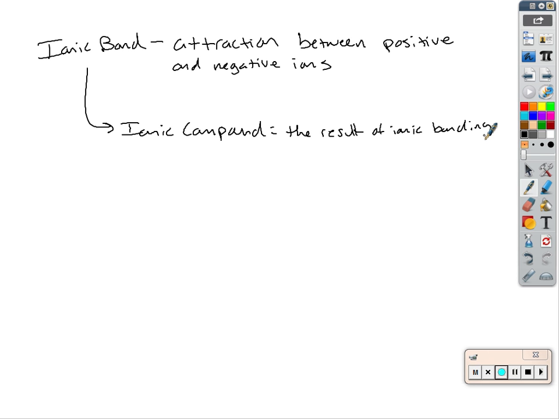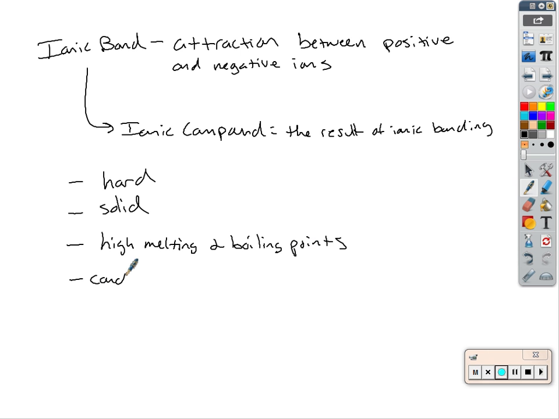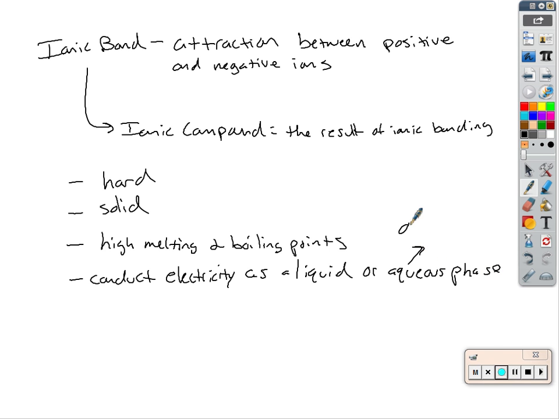Ionic bonding produces ionic compounds, and ionic compounds have a specific set of characteristics. They tend to be hard. They tend to be solids at room temperature. They tend to have high melting and boiling points. They tend to conduct electricity in a liquid phase. The solid won't do it. The ions have to be able to move around. That's either done when it's melted or dissolved in water. In the liquid, or we can say aqueous phase. Aqueous just meaning dissolved in water.